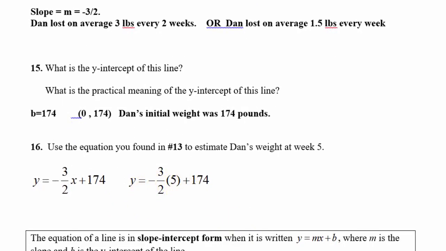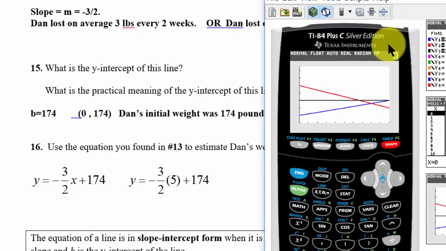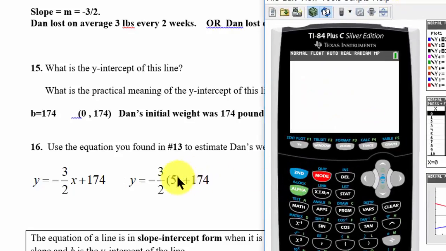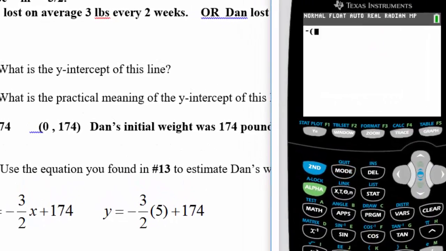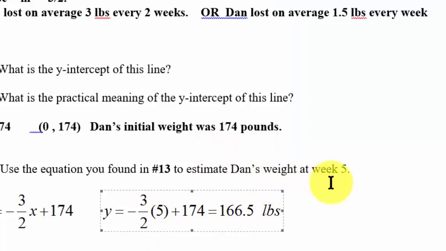And if we do the math, if I take out my calculator, I can actually type this exactly as we see it. Negative 3 over 2 times my 5 plus 174. And you see I get 166.5. So Dan's estimated weight in week 5 is about 166.5 pounds.